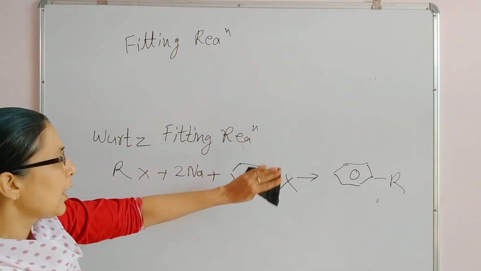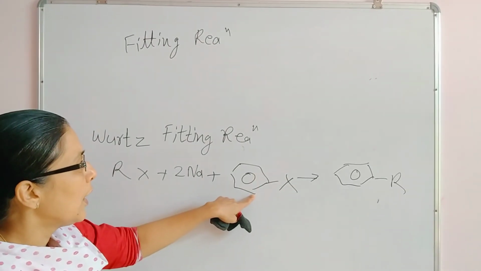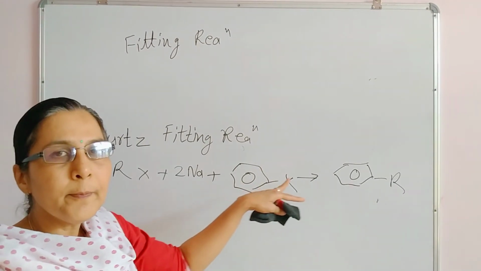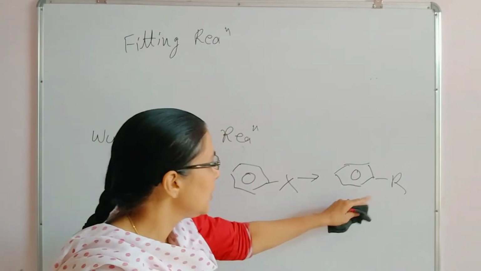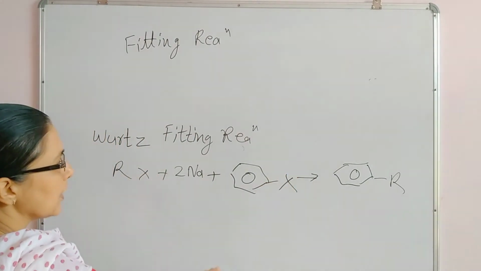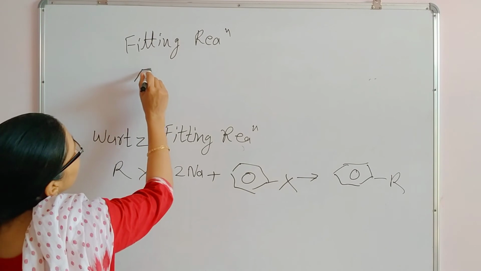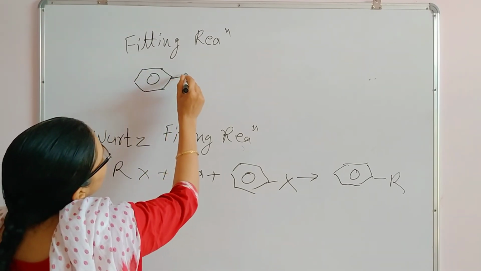Otherwise, instead of one RX, we are taking aromatic ring haloalkane and RX. In the presence of sodium, it will react and there will be formation of alkylbenzene. Toluene's method, a very good method to prepare toluene. Now, Fittig reaction, there is no need to take RX, only scientist Fittig has done.